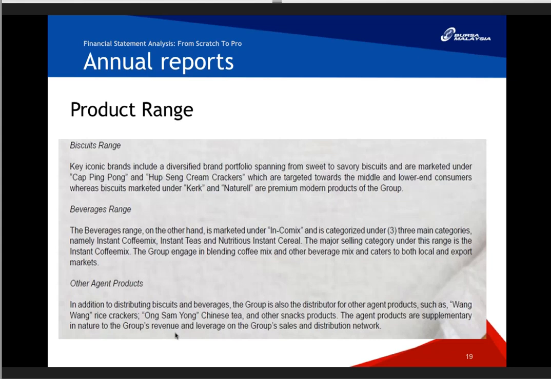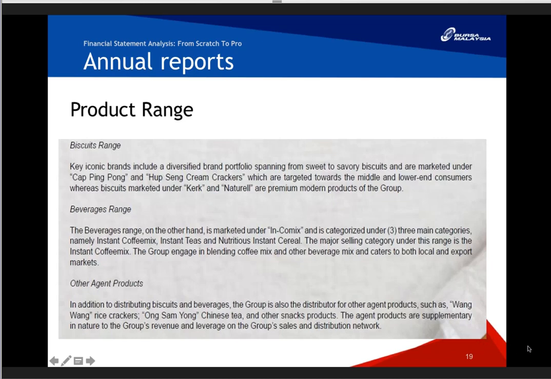Then they also explain the product range, because when you invest in a company, you're actually looking at the business itself. It's not so simple that you just hear something and then invest. You need to really look at and understand the business. Warren Buffett always said that when he buys shares, he's actually buying into a business. So now we are looking at the annual report to see what kind of business this company is doing. Over here you can see the business range, and they have famous brands called Chuk Ping Pong and the Hup Sing cream cracker.